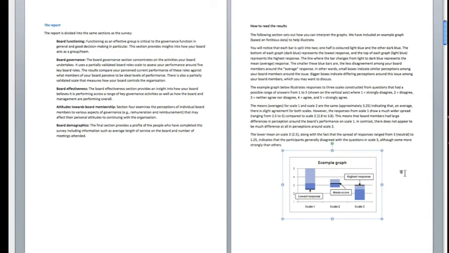Now that we've looked at how to read one of the graphs and that we're reading far more than just the average, we can move into some of the substantive elements of what we're dealing with. And our first area of review, board functioning.